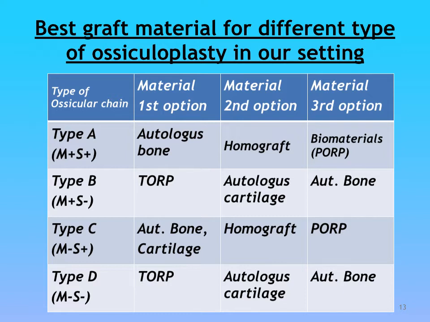Type B, TORP is our first option because bone has certain problems. It is difficult to process. Number two, there is a chance that it will attach to nearby bone. If it attaches, definitely hearing will reduce. For that purpose, TORP is the first option. Second is the autologous cartilage. Third is the autologous bone. For type C, autologous bone and cartilage is the first option, homograft second, third option is the PORP. Type D, again TORP is the first option, autologous cartilage second, and next is the autologous bone.